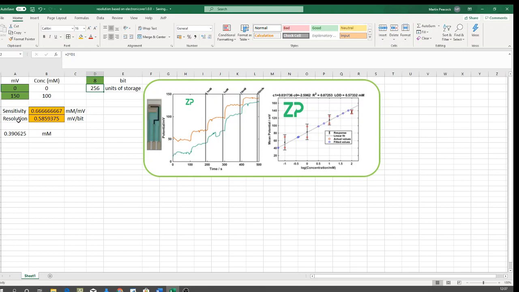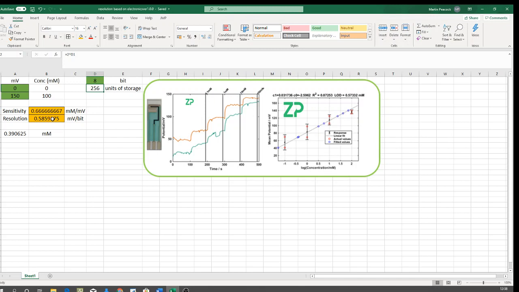first of all, the resolution means that we're trying to measure a signal between 0 and 50, and we can break that into 256 units of storage, which basically means this chip can resolve voltage steps or changes of about 0.58 or 0.59. So that's the sort of resolution of the chip, because that's the scale that we're trying to measure. That's the number of units of storage, and that's our millivolts per bit, let's say.